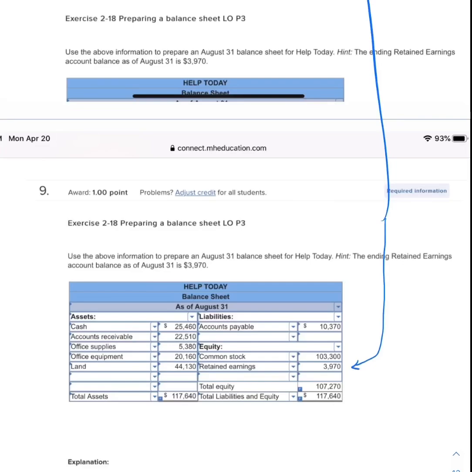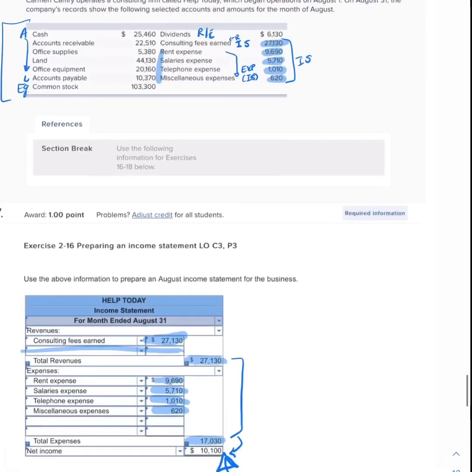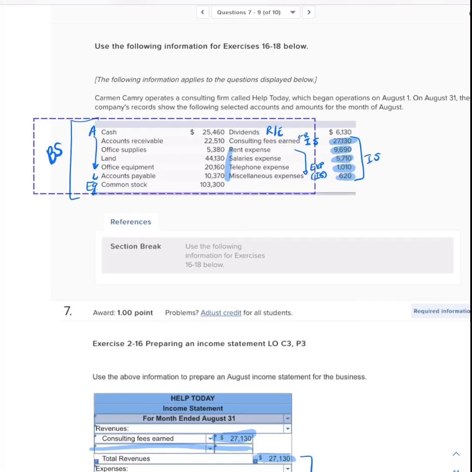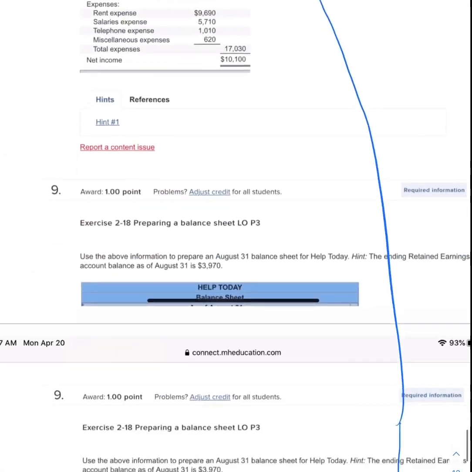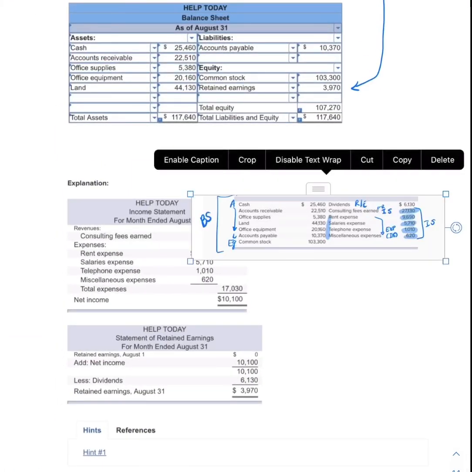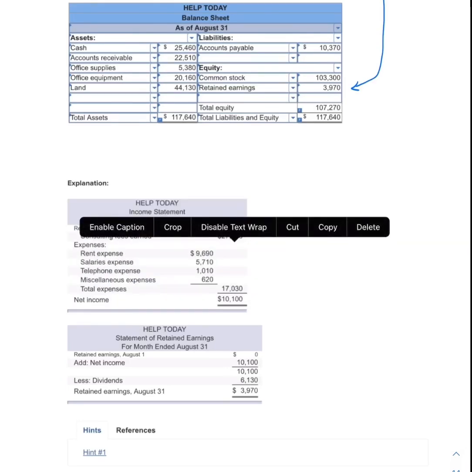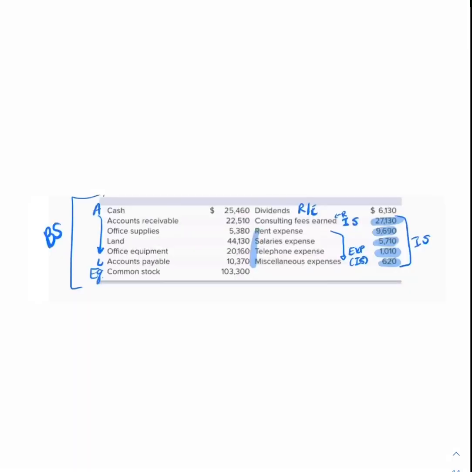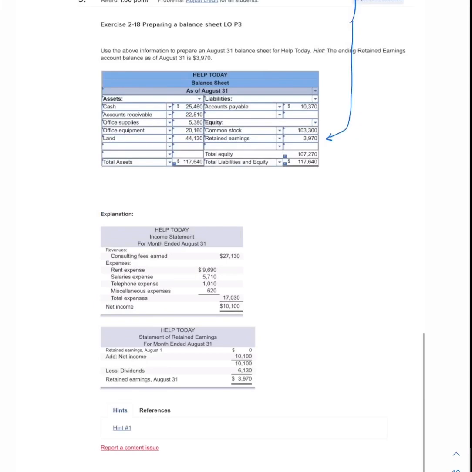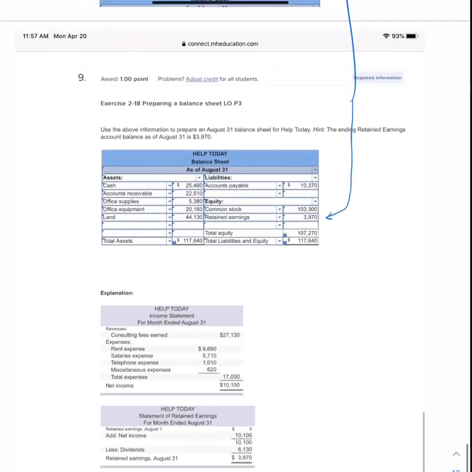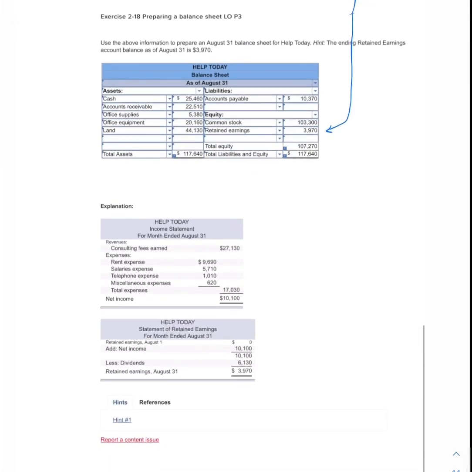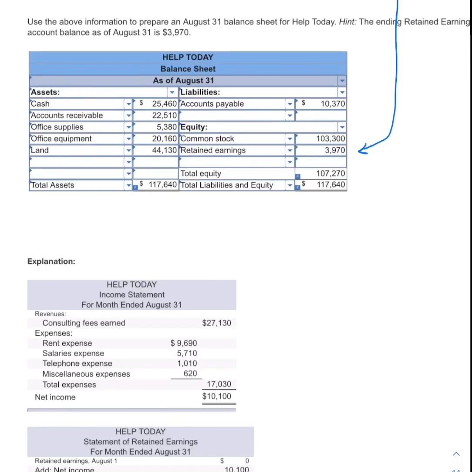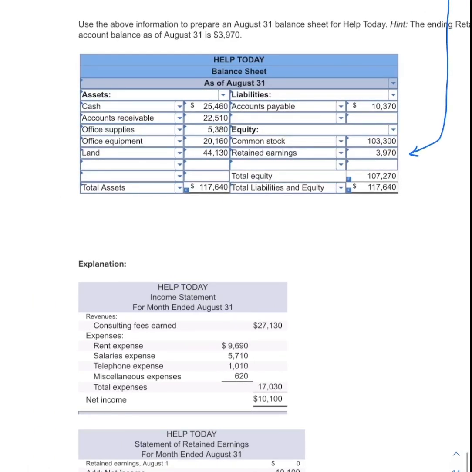So now we need to just flip back up to that top piece, so I'll do that real quick. We'll take a snippet of it, pull this down so that we have access while we are looking at this. Okay, well that's not going to work for some reason, so just believe me that this is where these numbers are coming from. If you need to, you can flip back up, rewind the video, take a picture, do whatever you need to do. But that will tell you that your cash is $25,460, AR is $22,510, office supplies $53.80, equipment and land, which gives you total assets of $117.